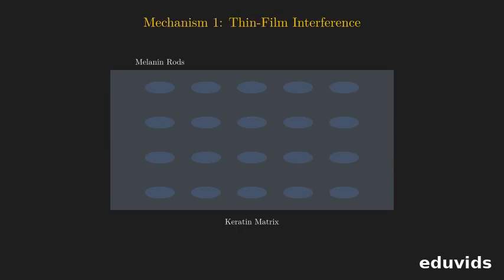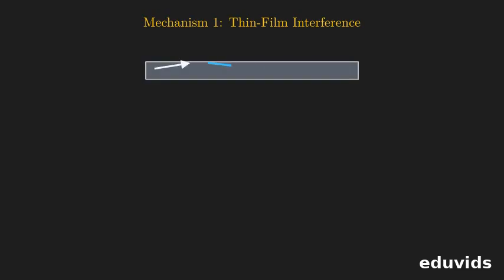First, this structure causes thin film interference, like the changing colors seen on an oil slick. Light reflects off the top surface and the bottom surface of these layers, coming back out of sync.